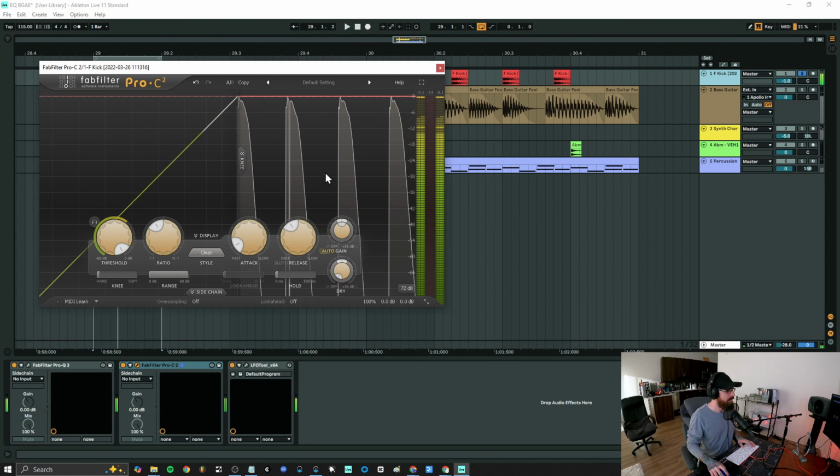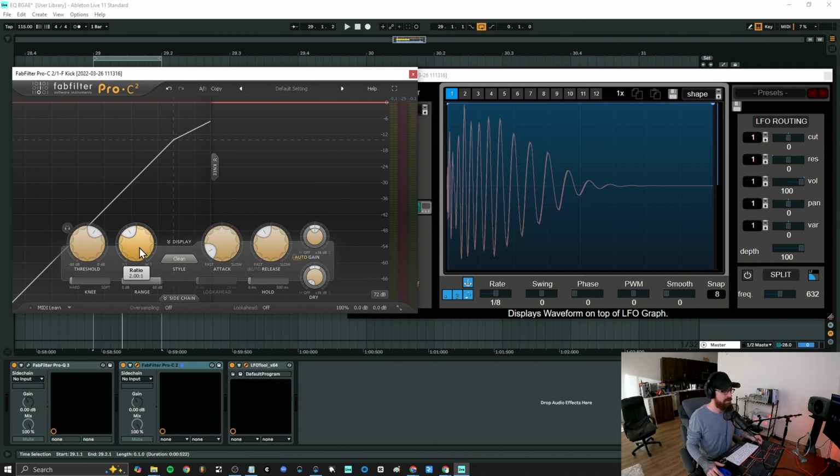The next thing is the ratio. Now the ratio tends to be something that is kind of tricky to think about, but we're going to simplify it really quick. So if we have a ratio of 1 to 1, that means for every 1 dB that passes our threshold, 1 dB is let through. If we have a ratio of 2 to 1, that means for every 2 dB that passes the threshold, only 1 dB is let through.